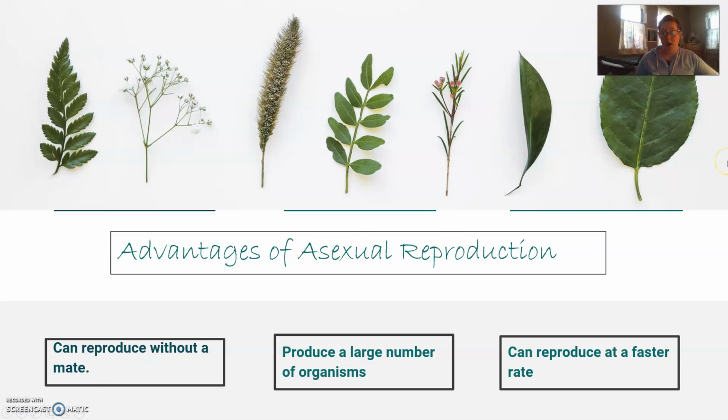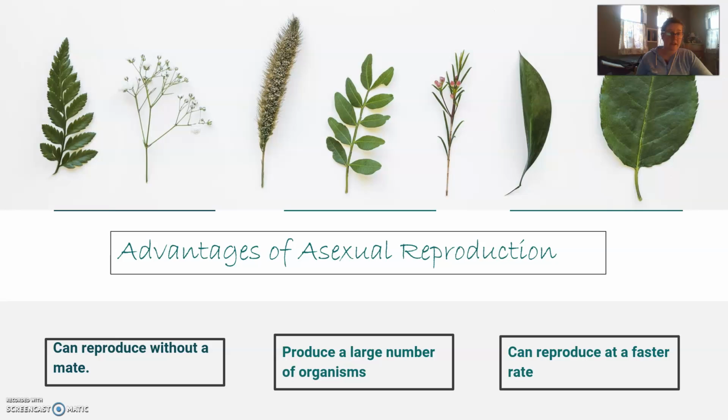All right, so some advantages of sexual reproduction. You're going to find that the advantages of asexual reproduction are often the disadvantages of sexual reproduction. So they're kind of opposite of each other. There's a lot more advantages compared to disadvantages. And remember, there's less advantages of sexual reproduction and more disadvantages.